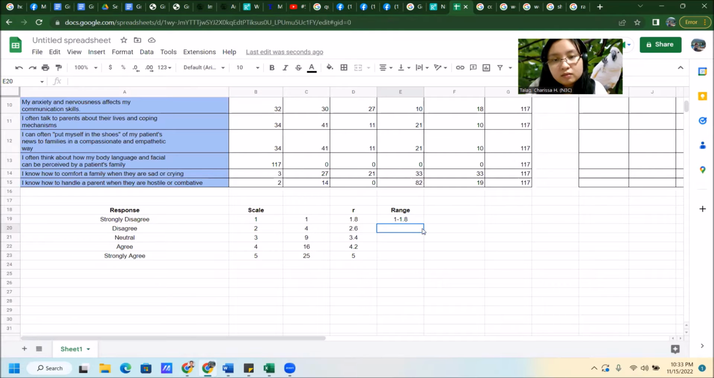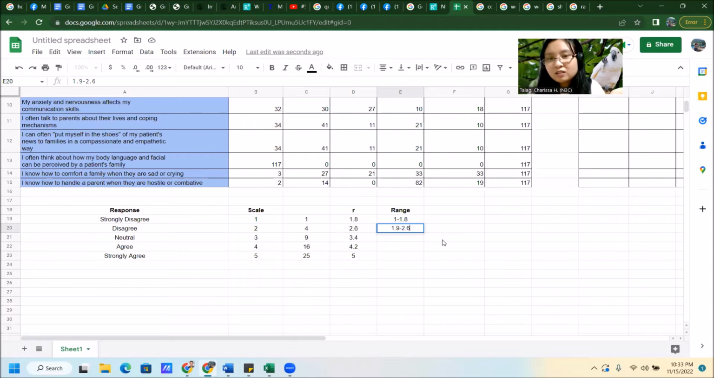And then, the next thing that we will do is, what is the range of disagree? So we stop at 1.8, so we will start at 1.9 to 2.6. If you use this formula, 2.6 is what comes out. But so that we won't have a hard time, we will just use the constant value of 0.8 from earlier. So, 1.8 plus 0.8 is 2.6.